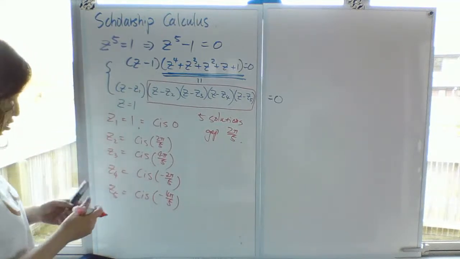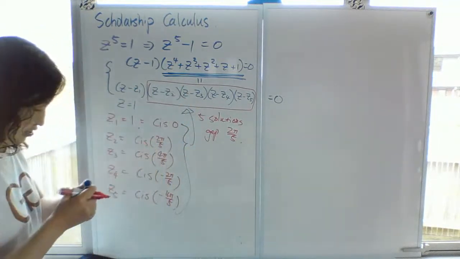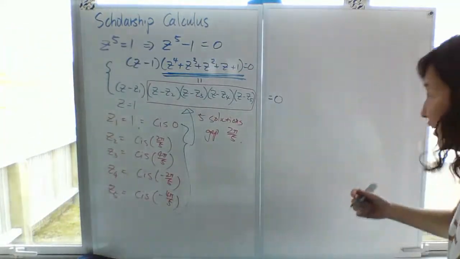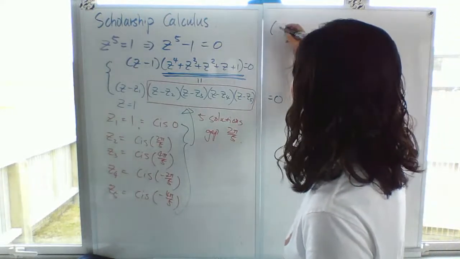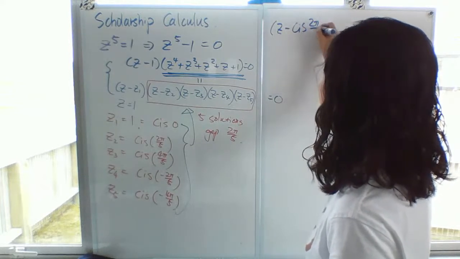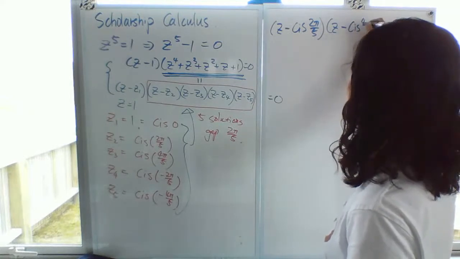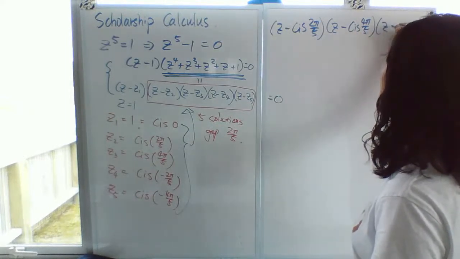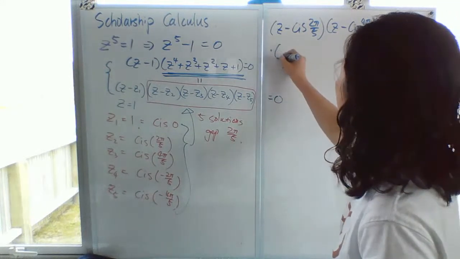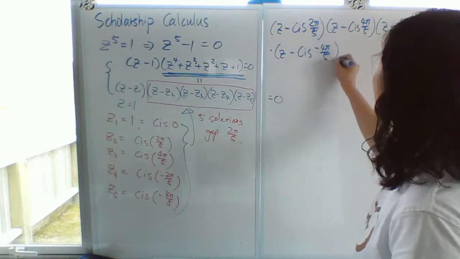Now I'm going to substitute all of this in here. Oh my goodness, now I feel like I need a really large whiteboard. Okay, let's just do it. So I have z minus cis 2 pi on 5, z minus cis 4 pi on 5, and z minus cis negative 2 pi on 5, and multiply by z take away cis negative 4 pi on 5.